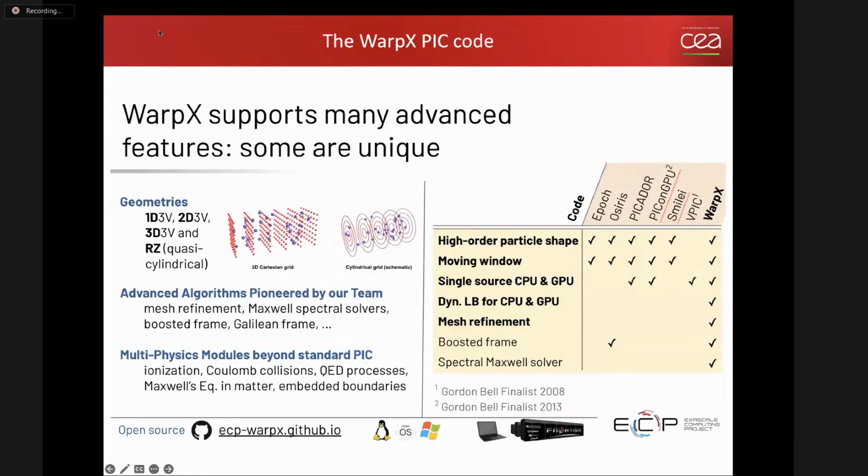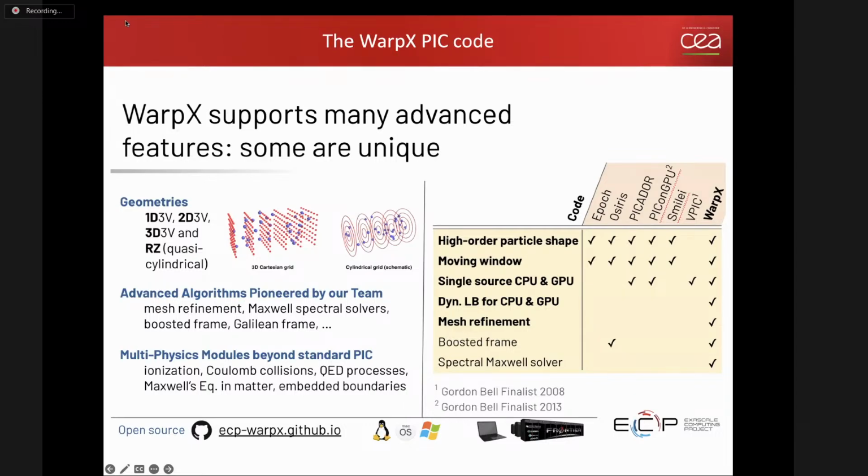So WARPEX, thanks to developments by Berkeley collaborators and our group at CEA, now supports many advanced features. Some of these features are unique and were co-developed by my team and Berkeley, and the team of Jean-Luc Vay at Berkeley. So WARPEX now includes mesh refinement capabilities that are crucial to handle the huge difference of time and length scales in the simulation.